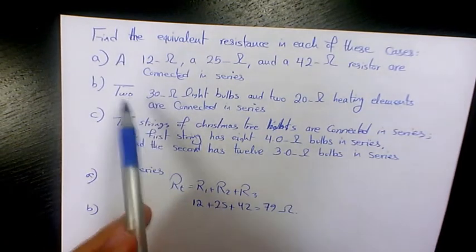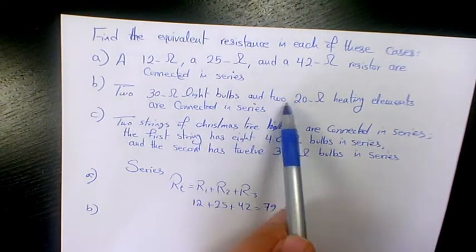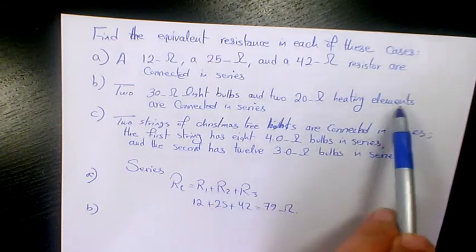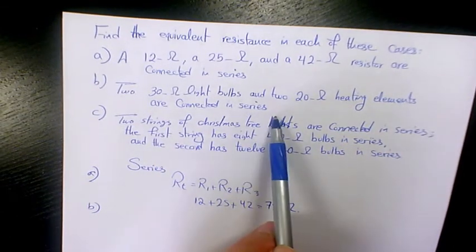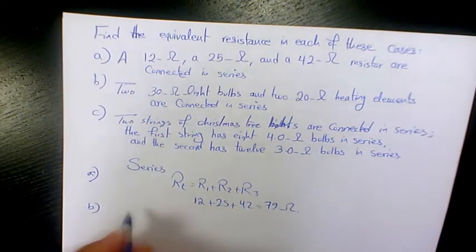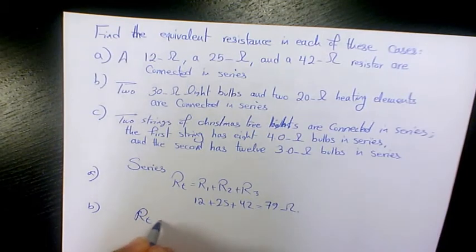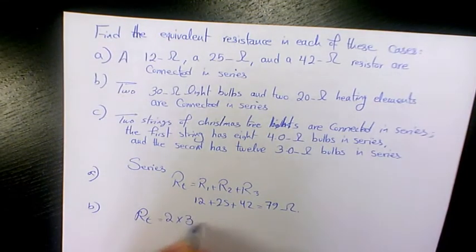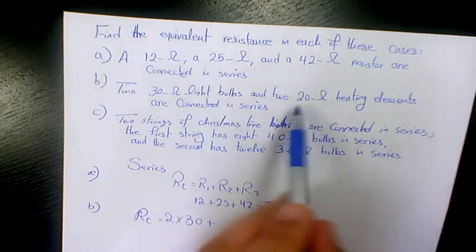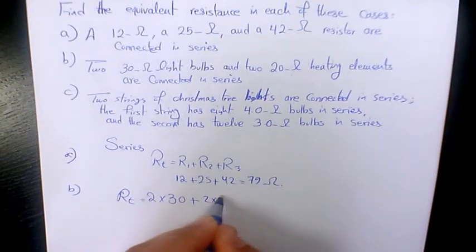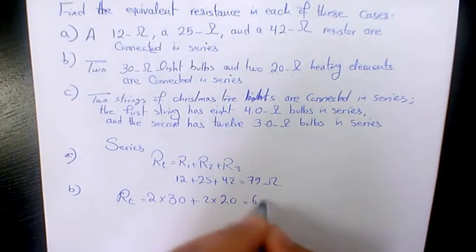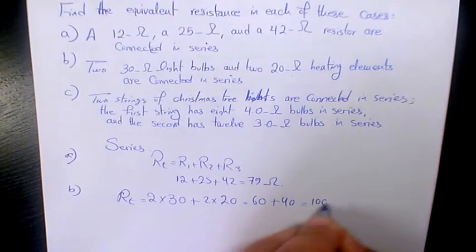Part B, it says 2 30 ohm light bulbs and 2 20 ohm heating elements are connected in series. So our total is going to be 2 times 30 because we have 2 bulbs, and 2 times 20 because we have 2 heating elements. So it's going to be 60 plus 40. That's going to be 100 ohm.